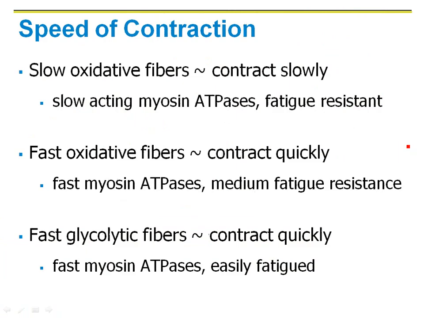And that's what we've been talking about. If it's a slow oxidative fiber, it contracts slowly over a period of time. It doesn't fatigue or tire out easily, and it does oxidative metabolism. Fast oxidative contract quickly, but they also use that same kind of metabolism. Fast glycolytics contract quickly, and they're the ones that do glycolysis. They only make a little ATP, so they tire out quickly.